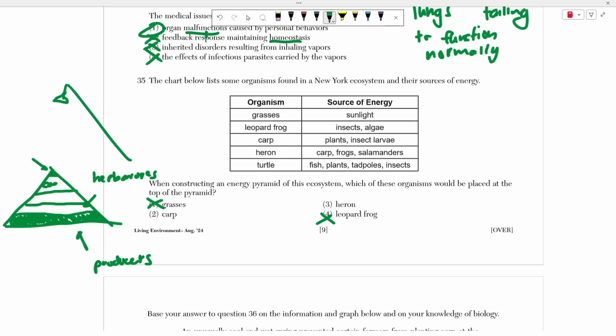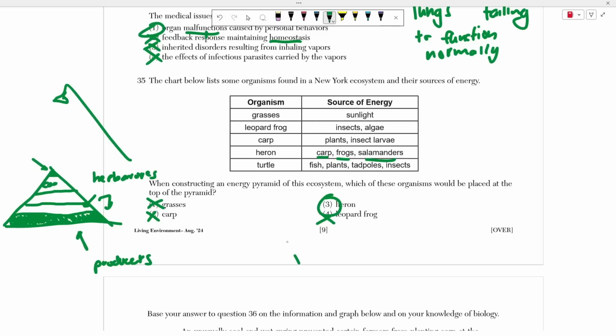The carp eat plants, insects, and insect larvae. Because they're still eating plants, they're still low on the food pyramid. Why? Because, or the energy pyramid in this case, they're still eating producers, so they are still herbivores. Okay. And finally, herons, which are these birds, eat carps, frogs, and salamanders. So herons don't eat any producer, which means that they have to be a level above the herbivores. And it makes sense because they eat carp, which are herbivores, they eat frogs, which are herbivores, and they eat salamanders, which are also herbivores.